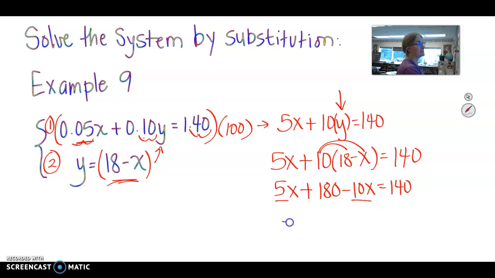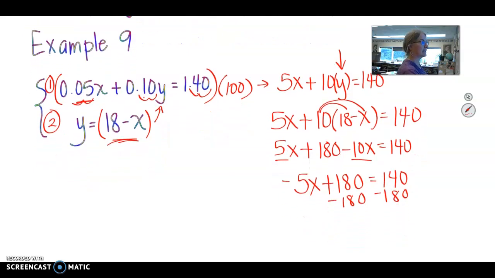5x minus 10x is negative 5x. They're on the same side of the equal sign, so I'm going to combine those terms. Plus 180 equals 140. Subtract 180. Subtract 180, and I get negative 5. Why do I have a negative? Oh, because I did 5x minus 10x. So it's negative 5x. This adds to 0, 180 minus 180. And then this 140 minus 180 is negative 40.